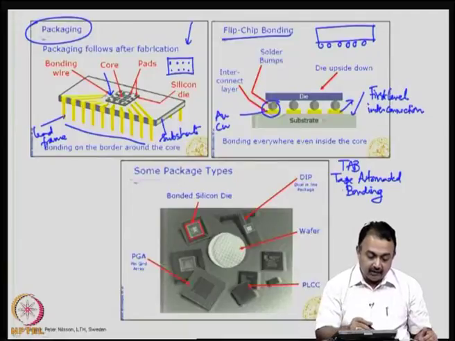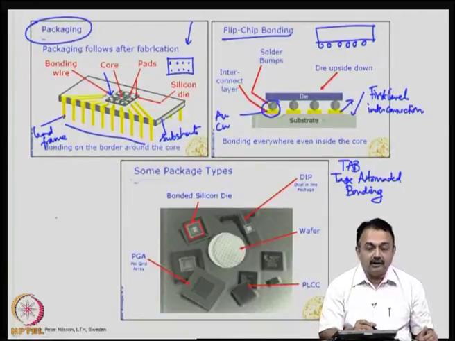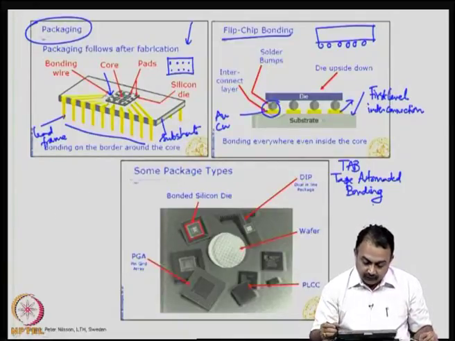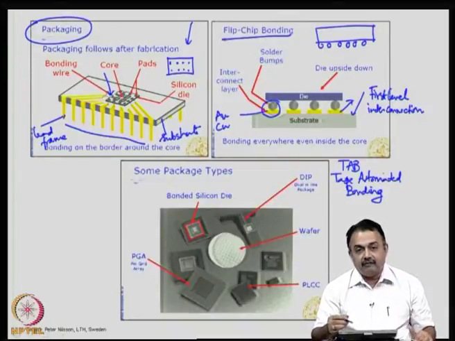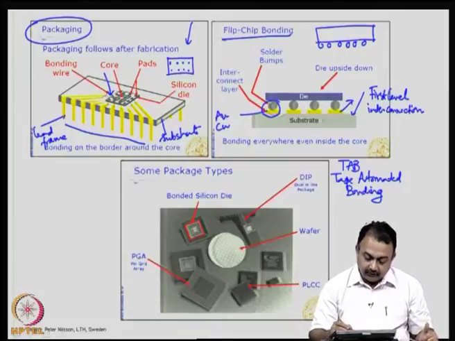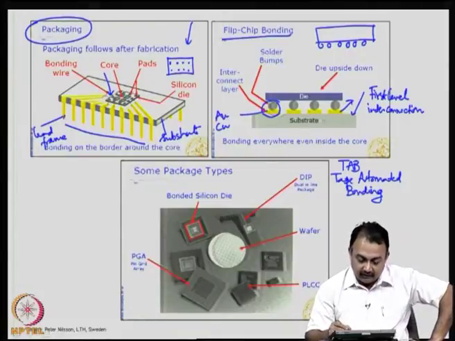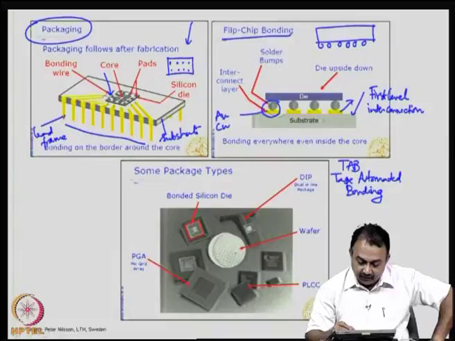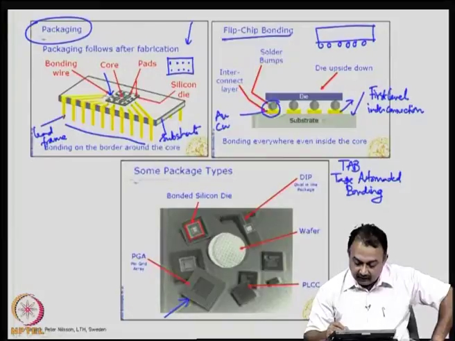What I have described here is a wire bonding process and a flip chip bonding. So, once this kind of first level interconnections are done, you get packages. In the picture below, from the wafer you see a DIP package, you see a bonded silicon die onto a substrate, you see a pin grid array at the bottom, and then packages like plastic leaded ceramic chip carriers, PLCC and so on.